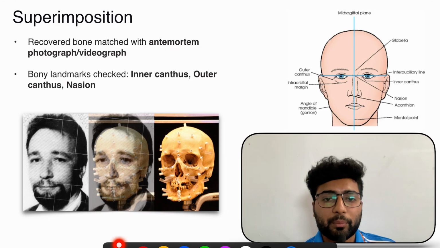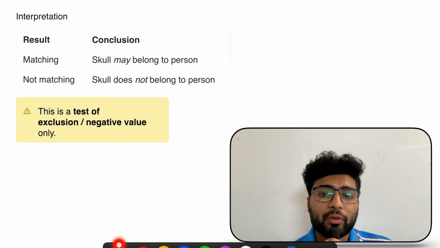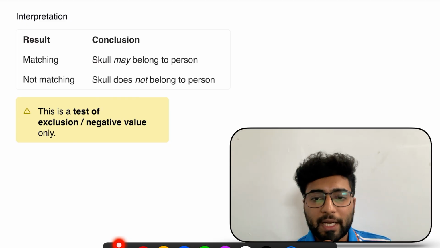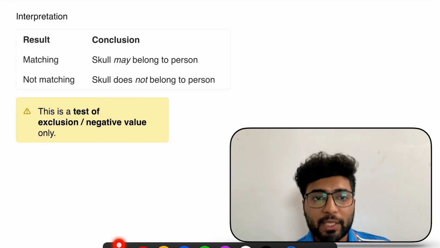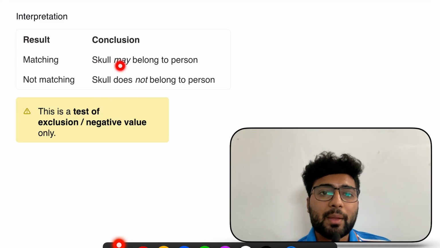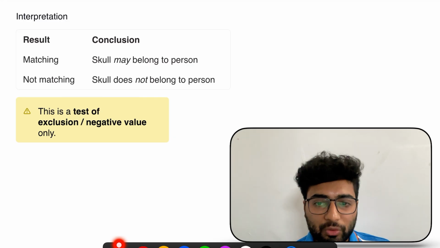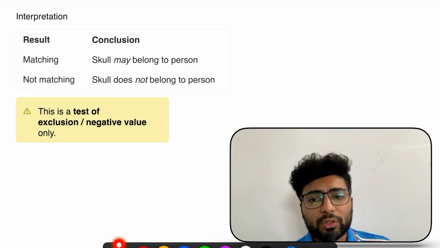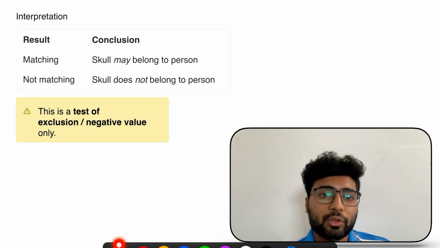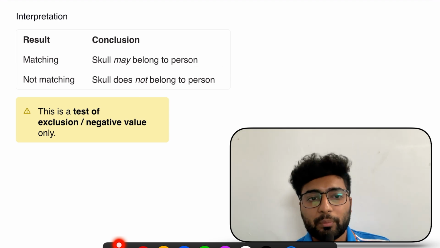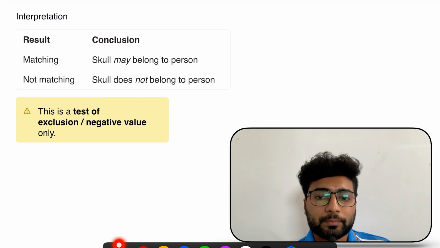So this is superimposition. Now superimposition has a great negative value. How? If the landmarks that I told you, inner canthus, outer canthus and nasion, all match, then the skull may be belonging to that person, but we are not sure that it is that person only. From that superimposition we have to use some other techniques, but if it does not match, then we are 100% sure that the skull does not belong to that person. So superimposition has a great negative value.